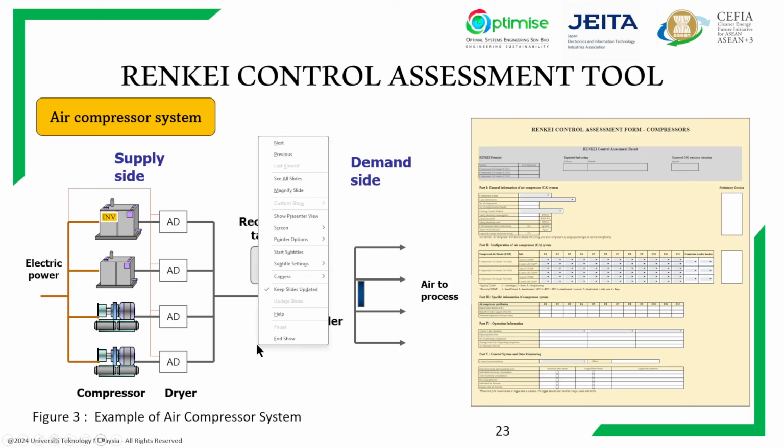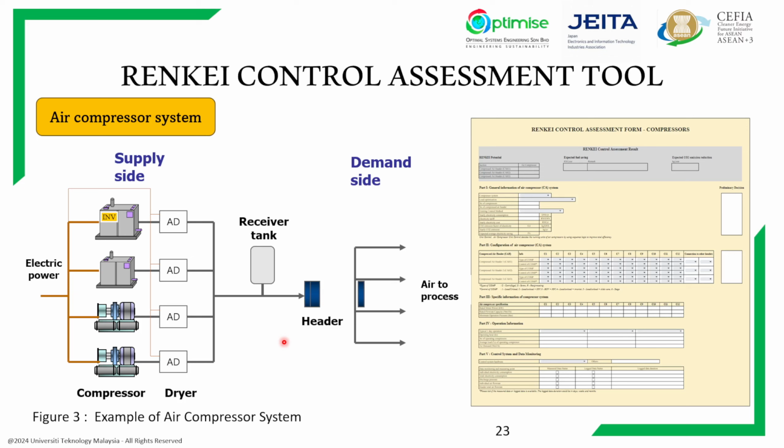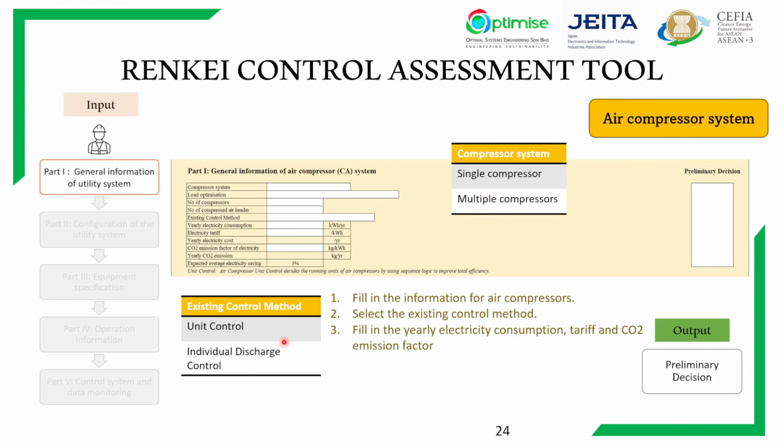Okay, let us continue on air compressor system. So we have RENKEI assessment 2 for air compressor. Same as previously, the input that you need to provide is the general information of your air compressor. You need to choose whether single or multiple compressor with the load optimization, the number of compressor, the number of compressed air header.